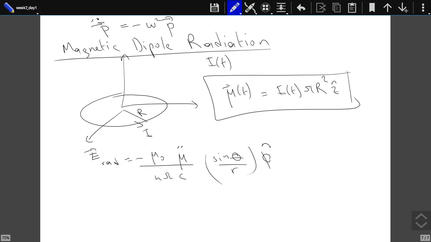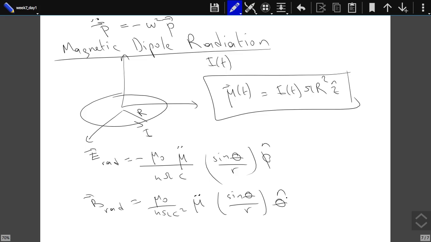And B is similarly mu 0 over 4 pi c squared, mu double dot, sine theta over r, in the theta hat direction. Basically, whatever we said in the previous case also holds over here.